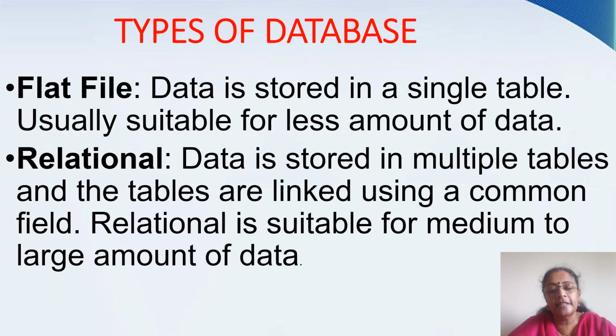The databases that we talked about, that is the organized collection of information, are divided into two types. That is, there are two types of databases. One is called a flat file database and another one is called a relational database. Now in a flat file database, there is only one single table which contains all the data. It is very useful when the amount of data is less.